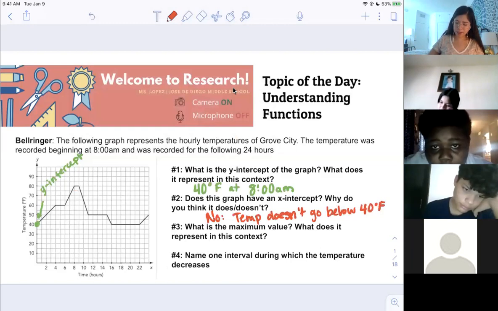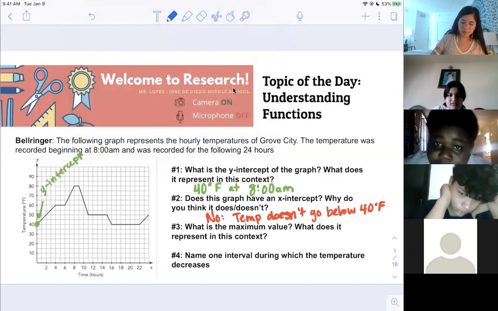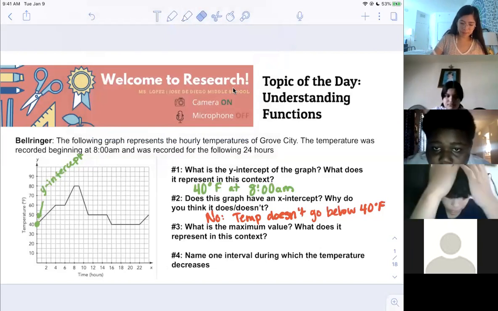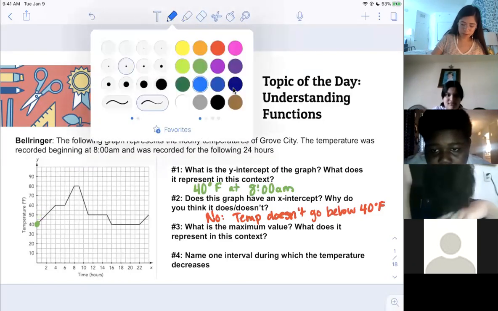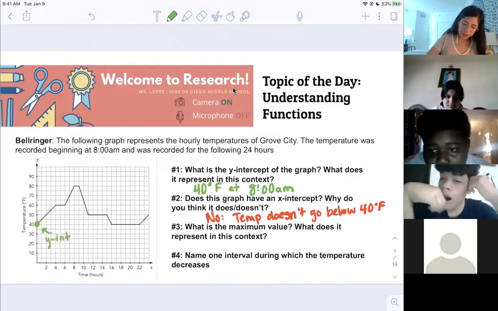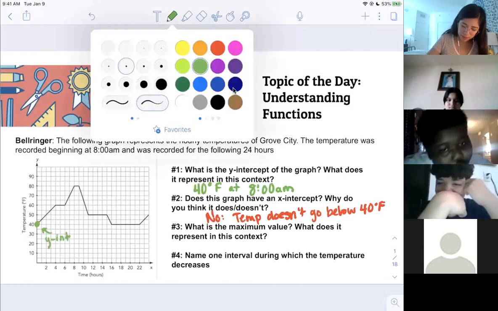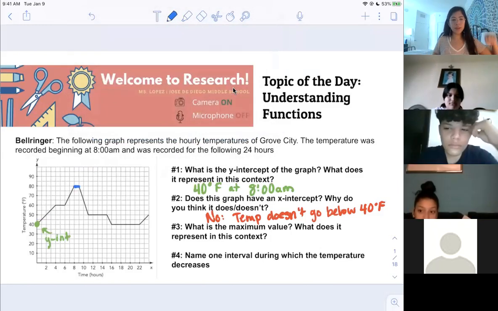Okay, number 3. What is the maximum value? 80 degrees. 80 degrees. Good. And at what time does that happen? At 8 in the morning. Here, let me just relabel this. So that's the y-intercept. Okay, so the 80 degrees happens at what time? 8 in the morning.